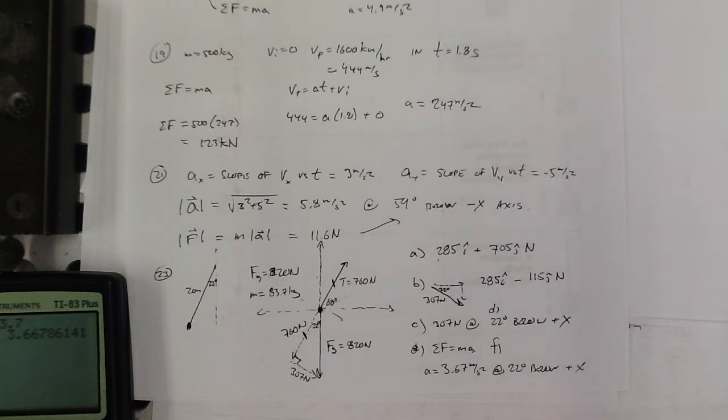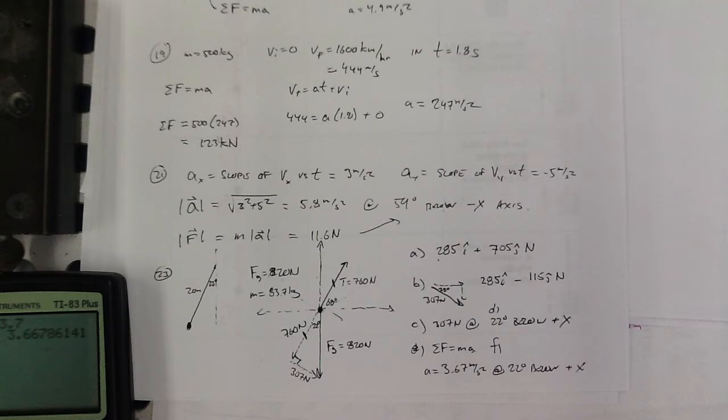I better just check real quick with the back of the book to make sure I'm not telling you anything that's not true. Let's see, that was number 23. So 285, 705 is good. 285 minus 115 is good.